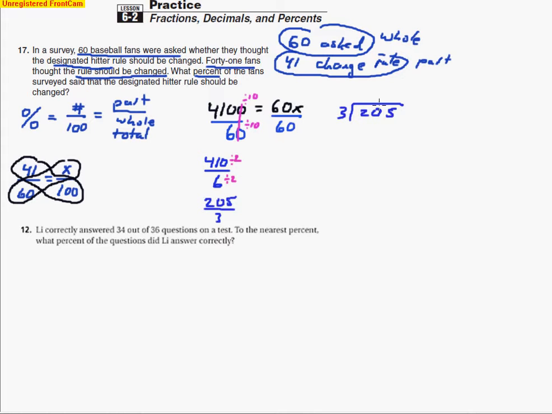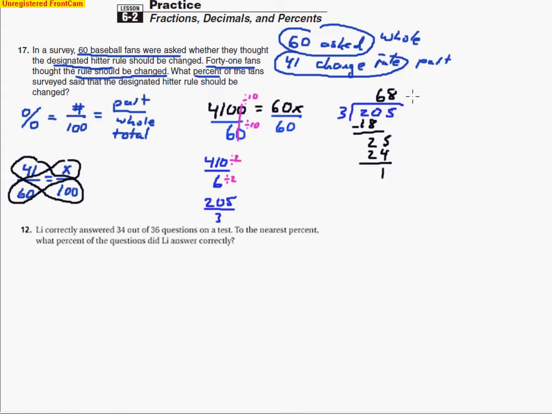So 3 into 20 goes 6 times, and that makes 18. Now I can do the subtraction. I get 2 left over. I bring down the 5. So we do it again. 3 into 25. How many times does it go there? Well, that's 8 times. 8 times 3 makes 24. What's left over? Well, a 1.